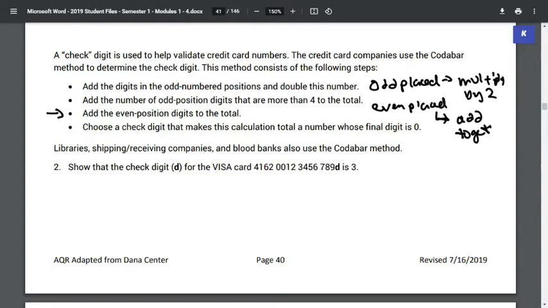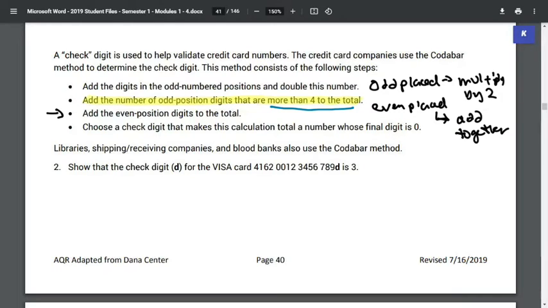Where this gets a little different and interesting is the second dot right here. Let me highlight it. It says add the number of odd position digits that are more than 4 to the total. What this is saying is that with all of our digits in the odd position, we're going to get a number of those that are greater than 4. Whatever that number is, how many ever numbers in the odd position are greater than 4, we add that to our total, or to our final calculation.